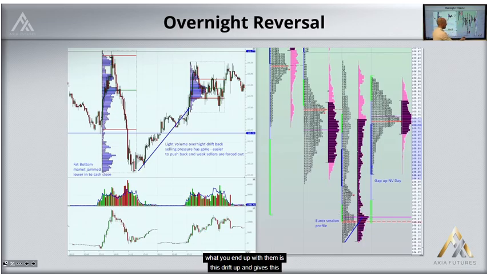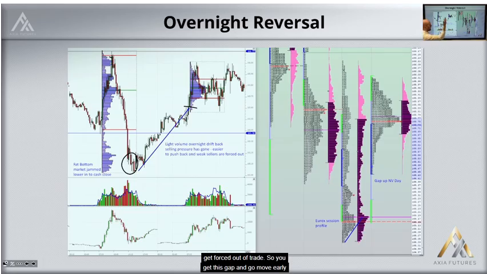And so what you end up with then is this drift up. It gives this overnight dribble higher. People start getting pushed out of their trades. And then when you come in the next day, those people who did sell it late in the cash session down here are now trapped with a gap up against them. They're going to get forced out of trade.